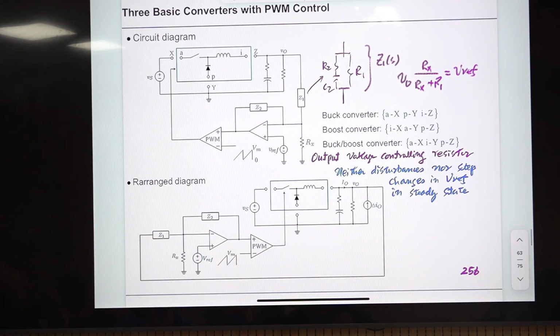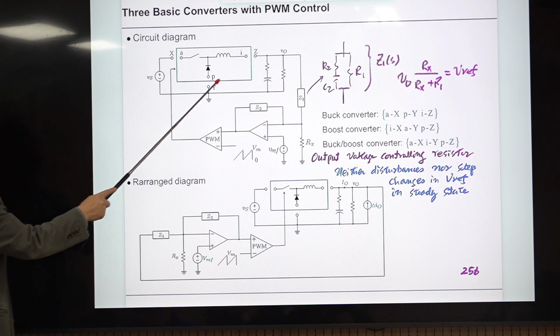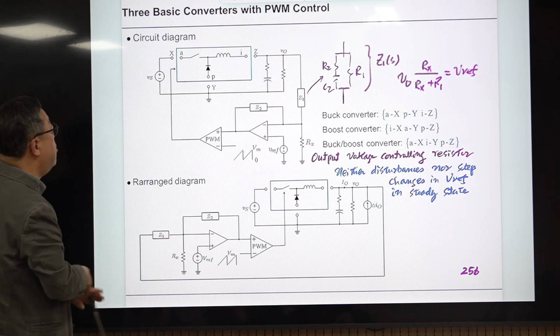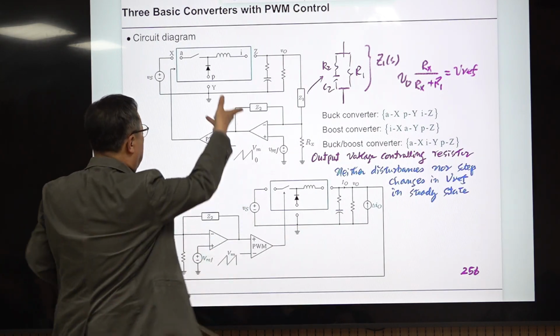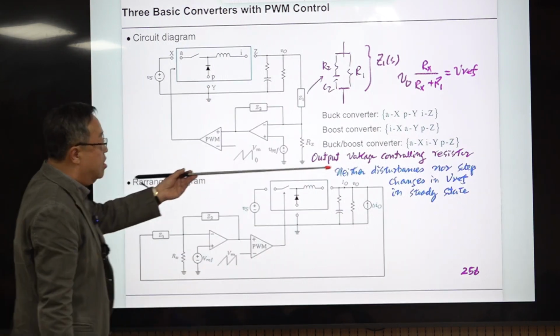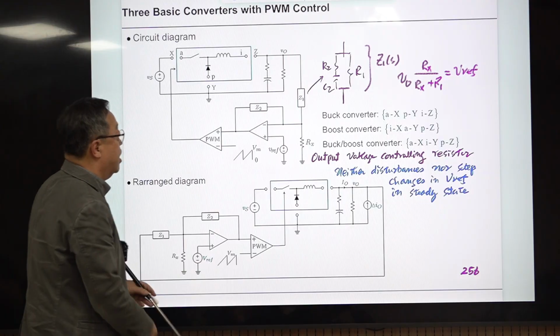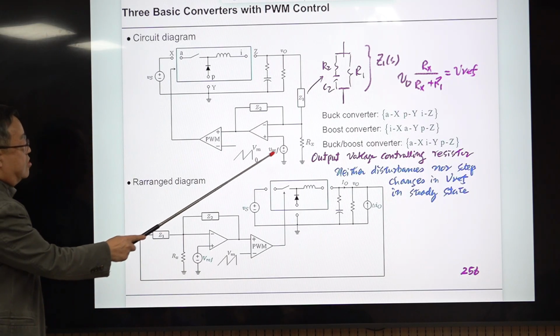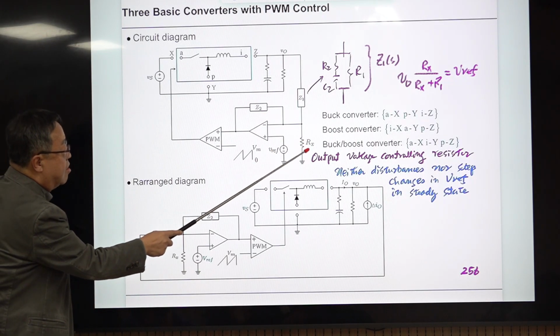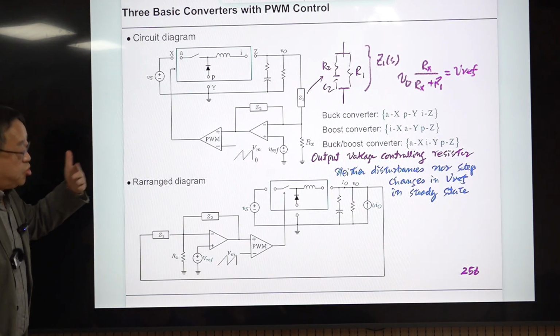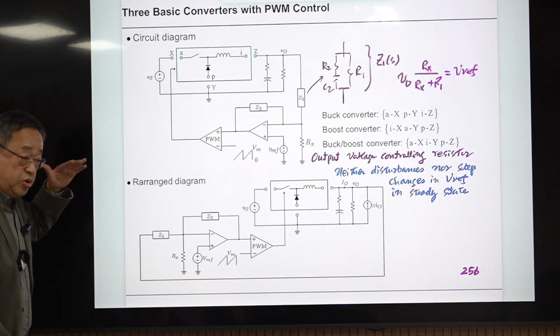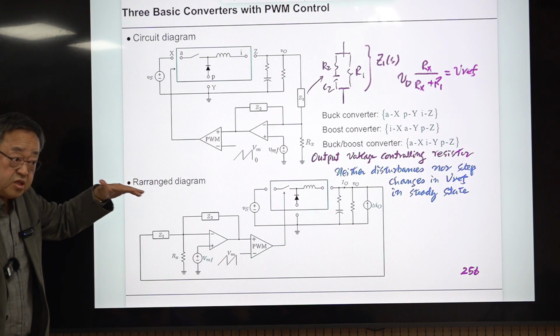This is the general diagram. With this connection, it becomes a buck converter. If you rotate this once, it becomes a boost converter. Another rotation will yield this buck-boost converter. And this resistance is called the output voltage controlling resistor. Voltage control means our voltage is fixed, in the steady state.